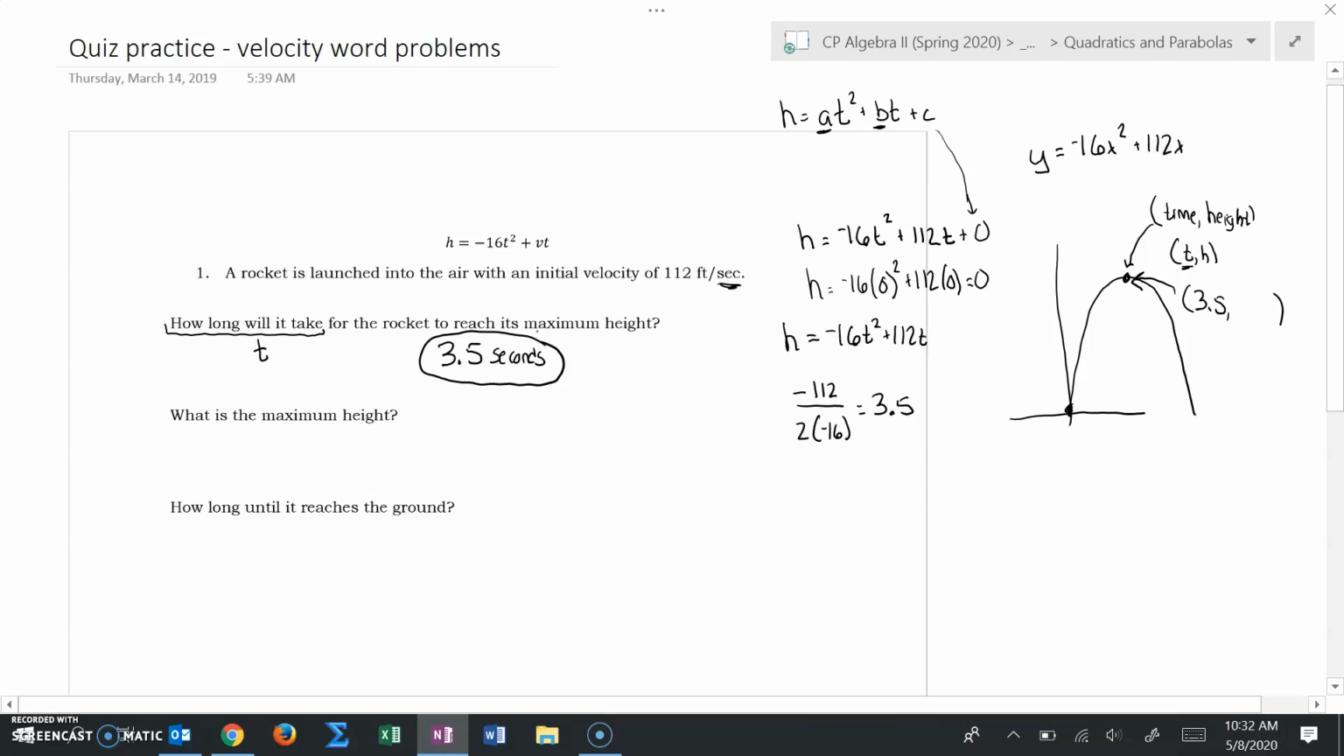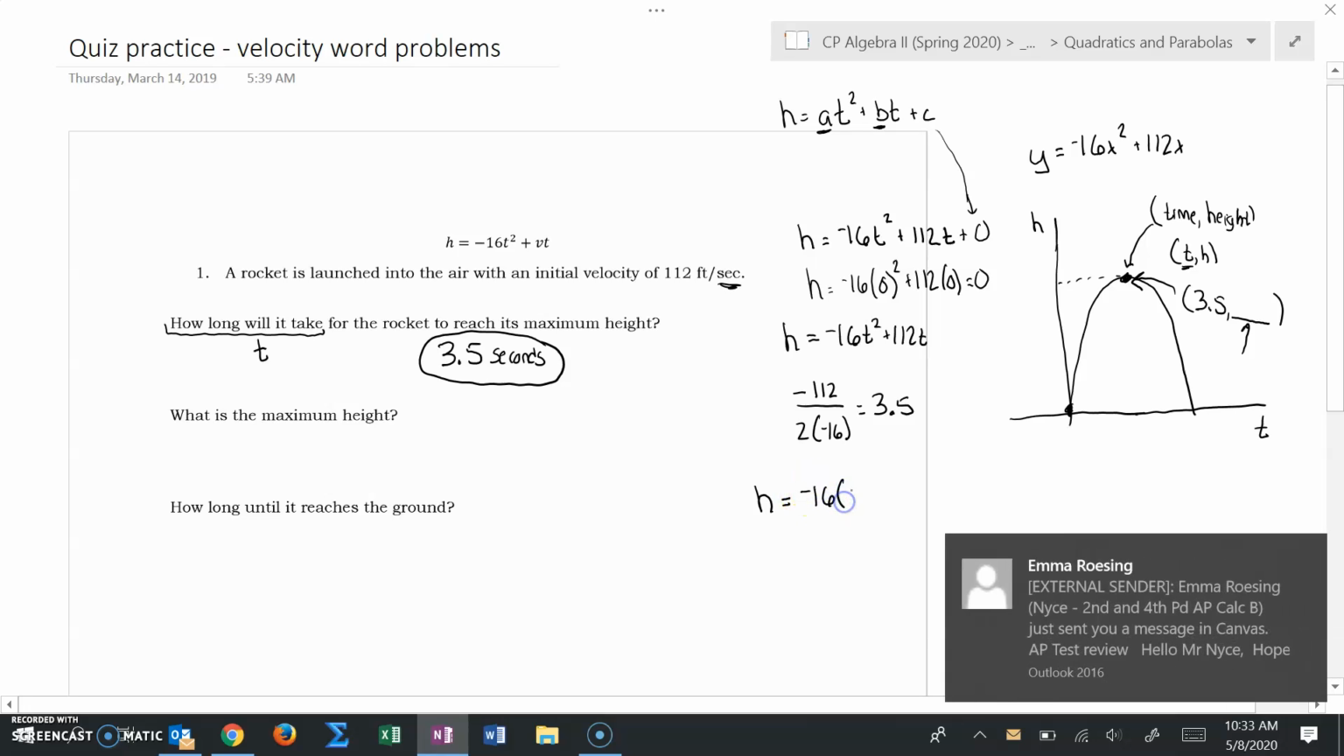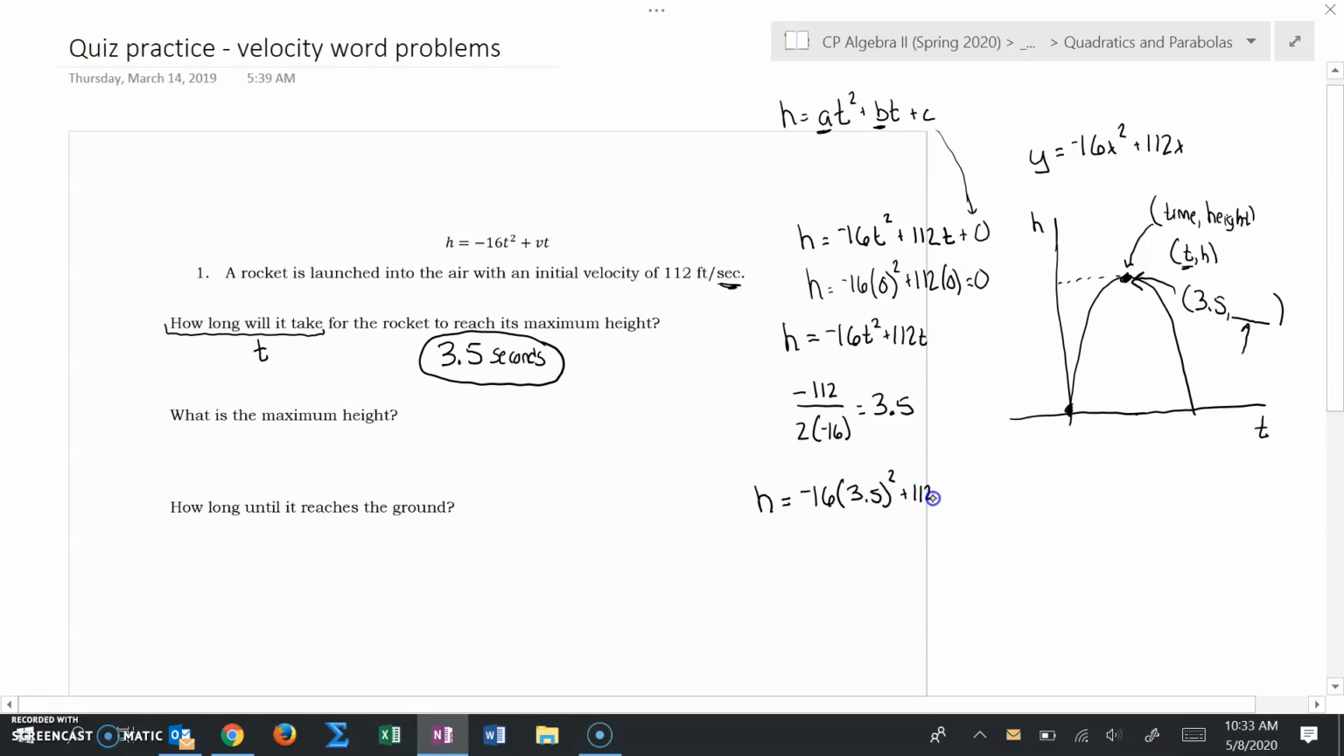The second part of the question is, what is the maximum height? That's simply going to be, again, we have instead of an x value, a t value. Instead of a y, we have an h. So it's going to be whatever this height is. So if you remember, to find the y part of the vertex, we simply plug the x part into the original function. So to find the height when t is 3.5, well, I'm going to have negative 16 times 3.5 squared plus 112 times 3.5. And again, a calculator.